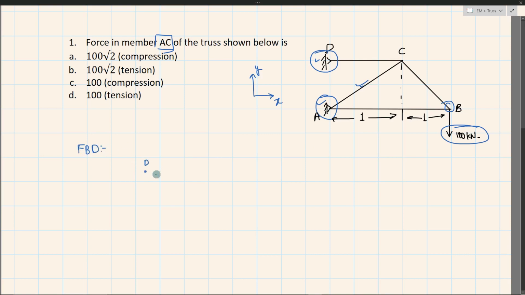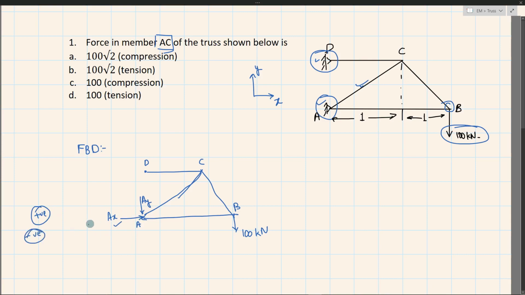So if this is point D, this is C, let's say this is A and this is B, right? So at B we have 100 kilonewton force, at A we have a support. If it is a fixed support, there will be two forces, one acting along the x direction, the other one acting along the y direction. Mind you that these directions do not mean anything. Again, as I mentioned, if the answer that we get is positive, that means this assumed direction is correct. If we get negative, the force is acting in the opposite direction. So no need to worry much about this direction.